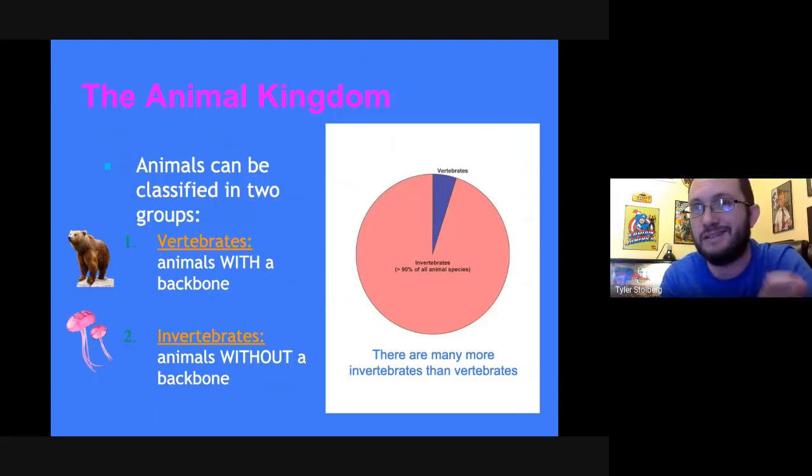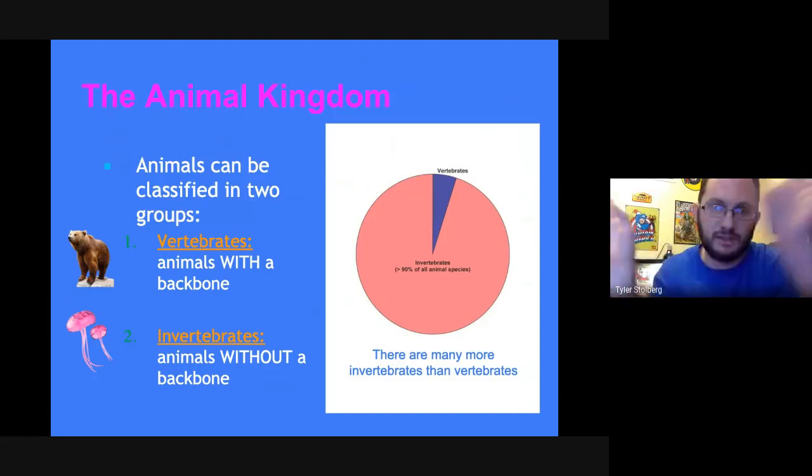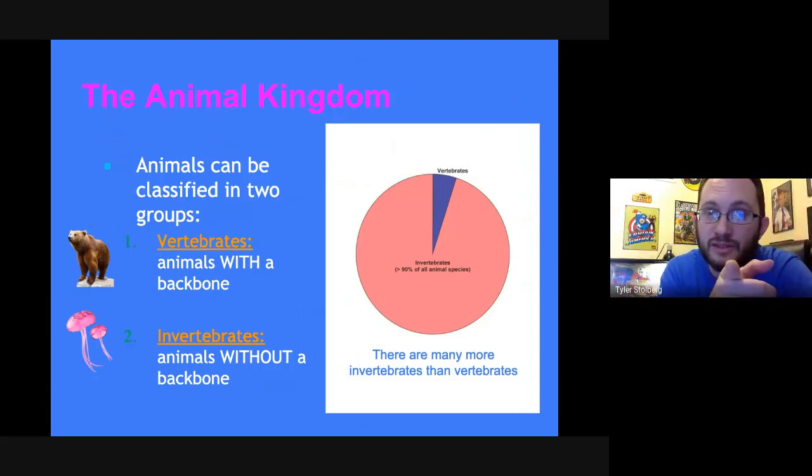So think of an ant. If you step on one, they're a little crunchy, right? That's because they have that exoskeleton. Please don't step on ants. I'm not telling you to go out there and do that. Public service announcement, be kind to all creatures.